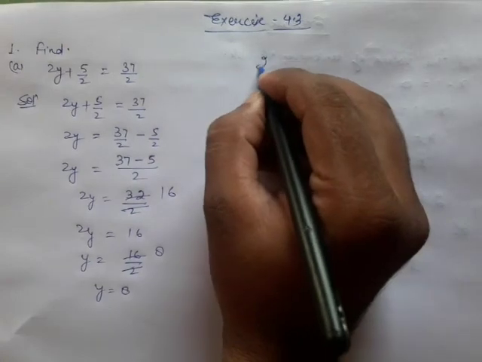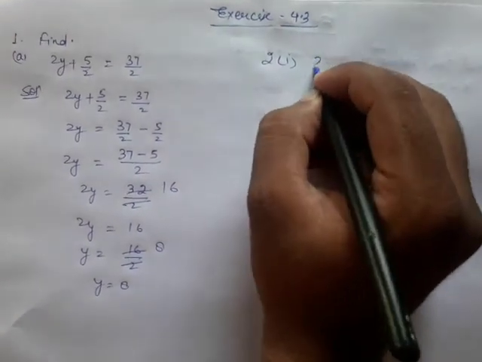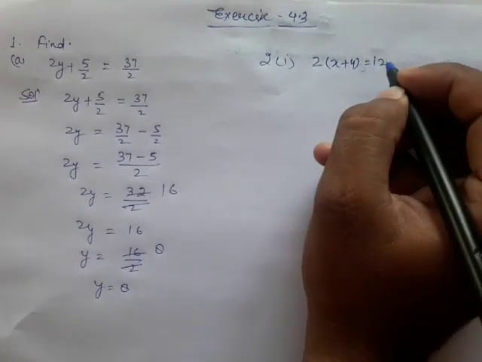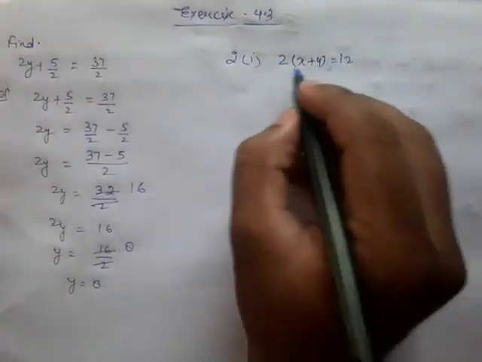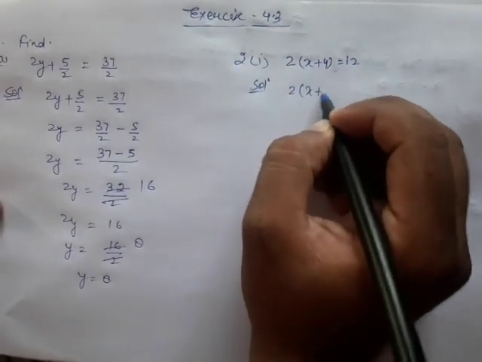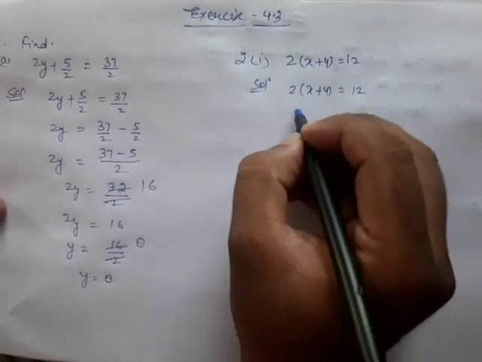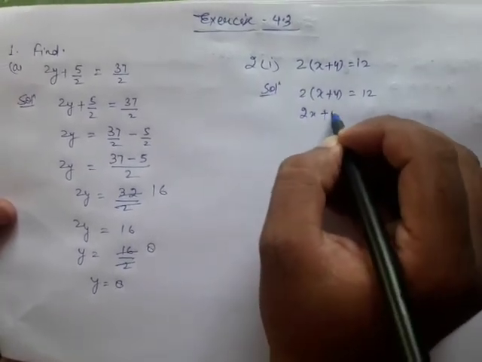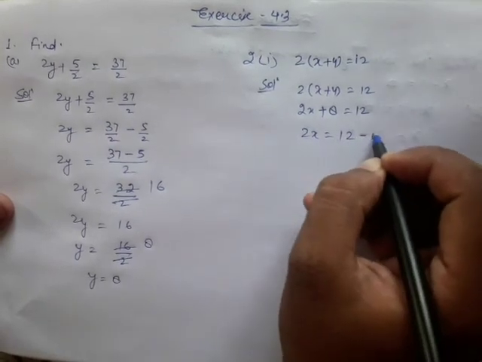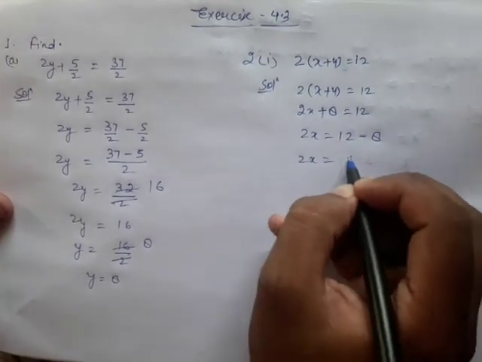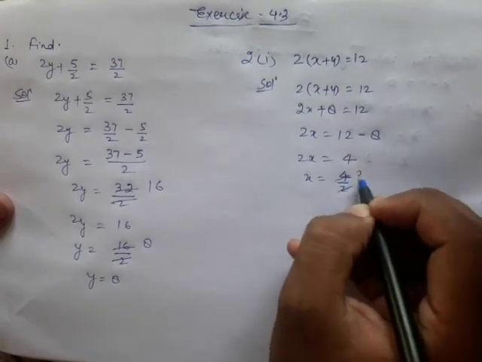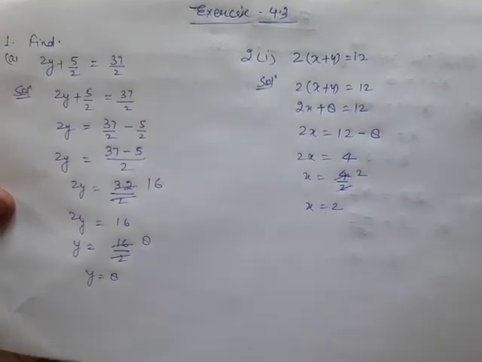Next one, second one: 2x plus 4 equal to 12. Clear? First of all we will solve the bracket. 2 into x is 2x, 2 4s are 8, equal to 12. So 2x equal to 12 minus 8. 2x equal to 4. x equal to 4 by 2. 2 2s are 4. x equal to 2.